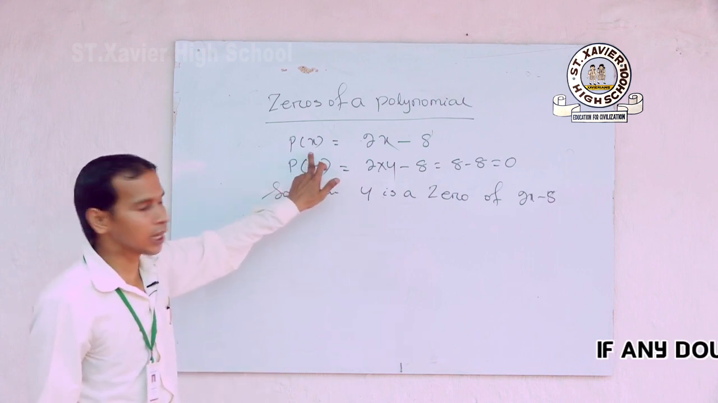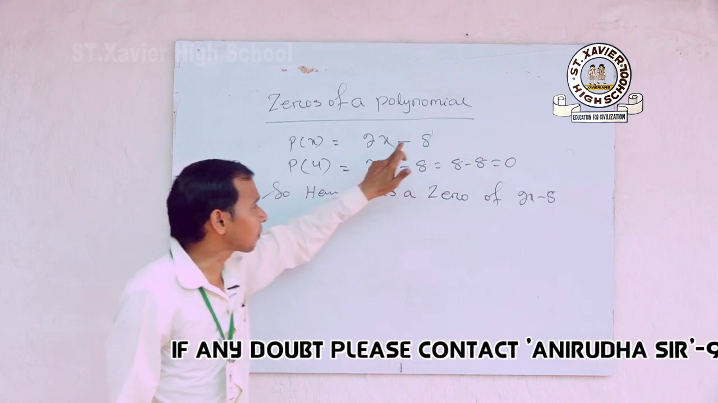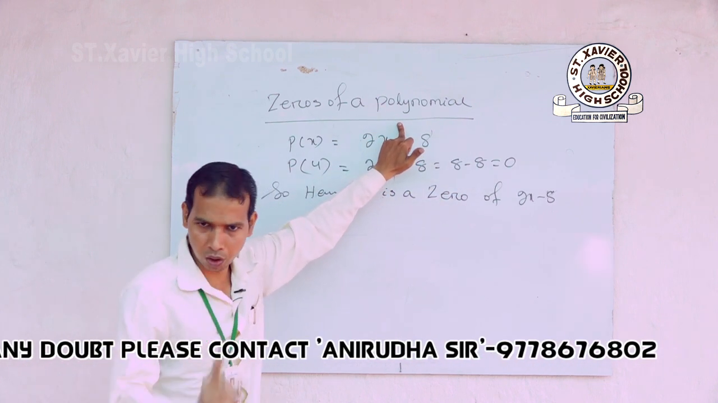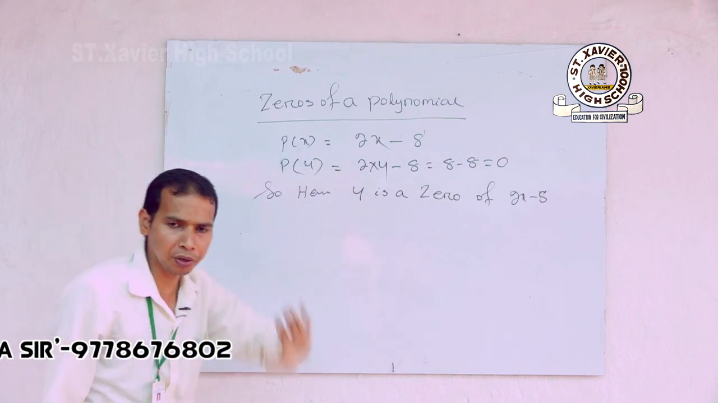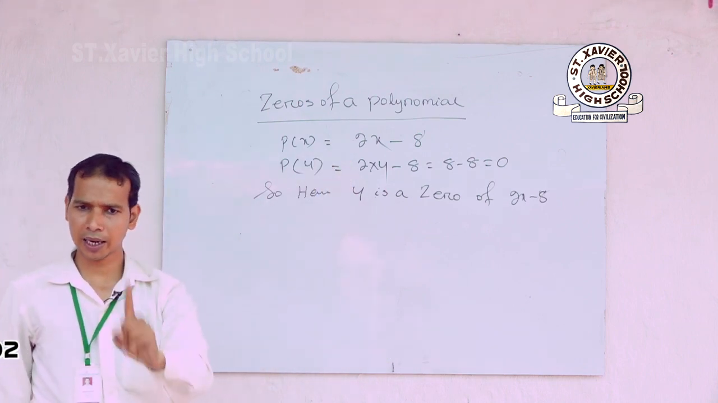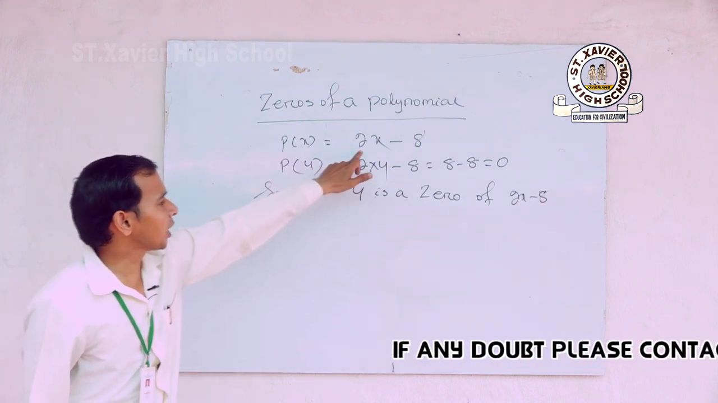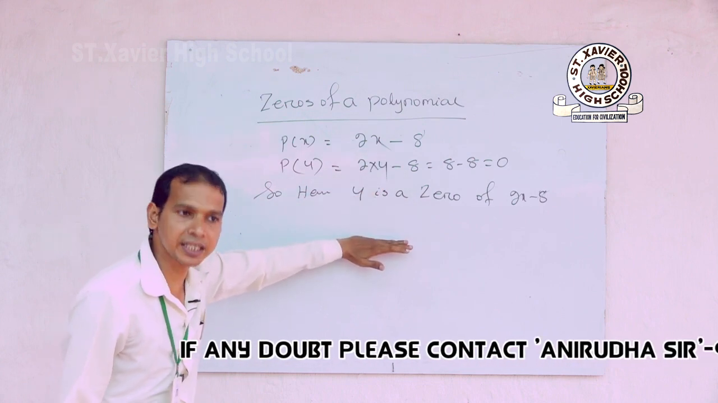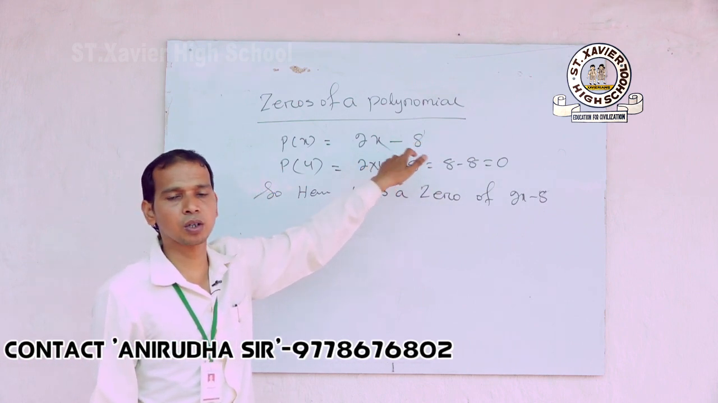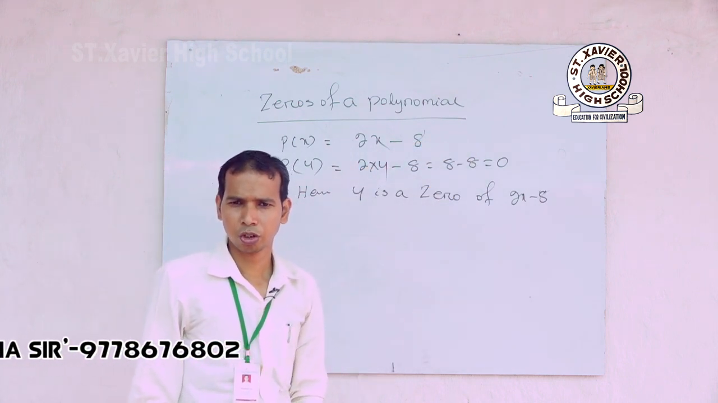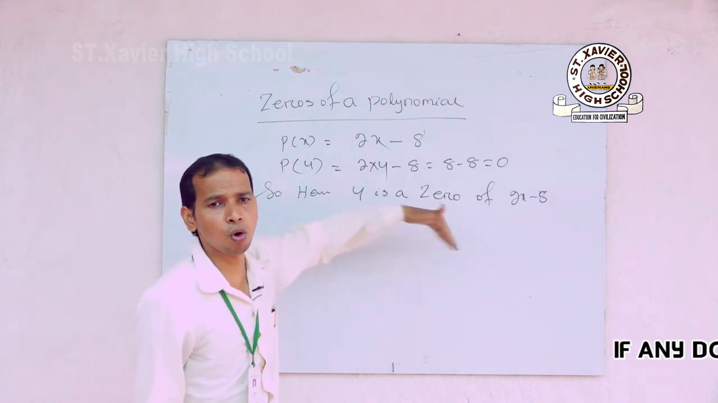Okay, look here, p of x equal to 2x minus 8. As the maximum power of the variable is 1, this is considered a linear polynomial. And as we discussed before, a linear polynomial has only one zero. So if you take x as 4, you get the simplification value of this polynomial 2x minus 8 equal to 0.